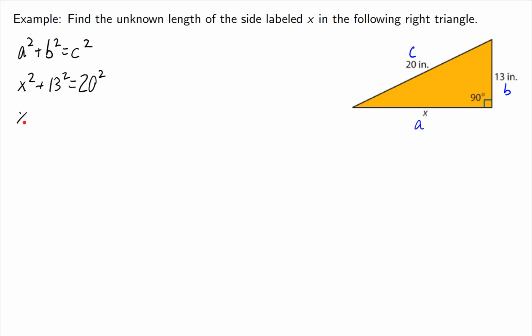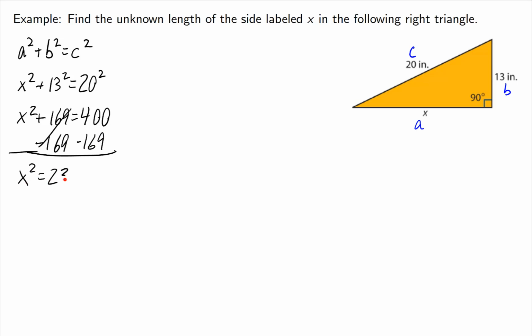Let's calculate these. X squared plus 169 is equal to 400. Now a little bit more algebra. Let's subtract the 169 from both sides. And that will give us x squared is equal to 231. Same as last time, I'll now take the square root of both sides. I get that x is equal to the square root of 231, and then let's calculate that.